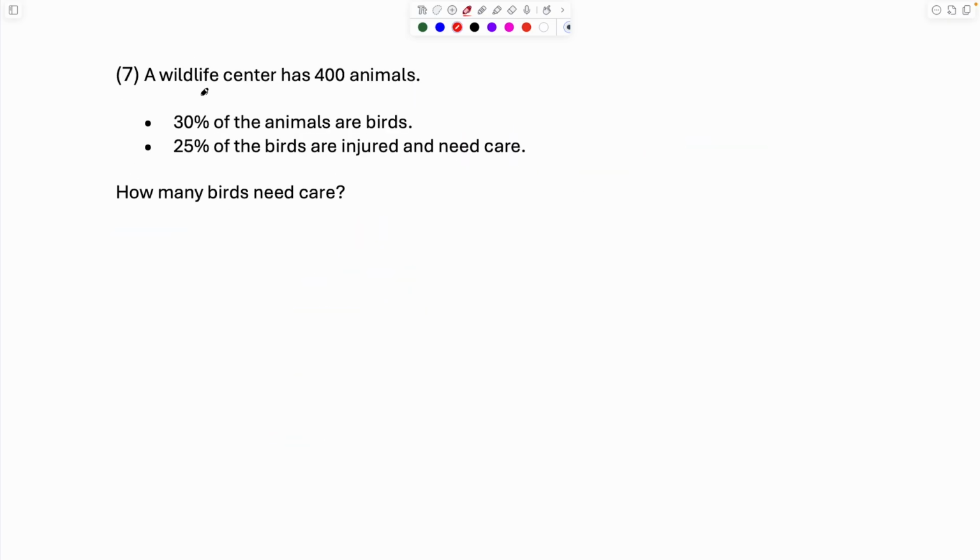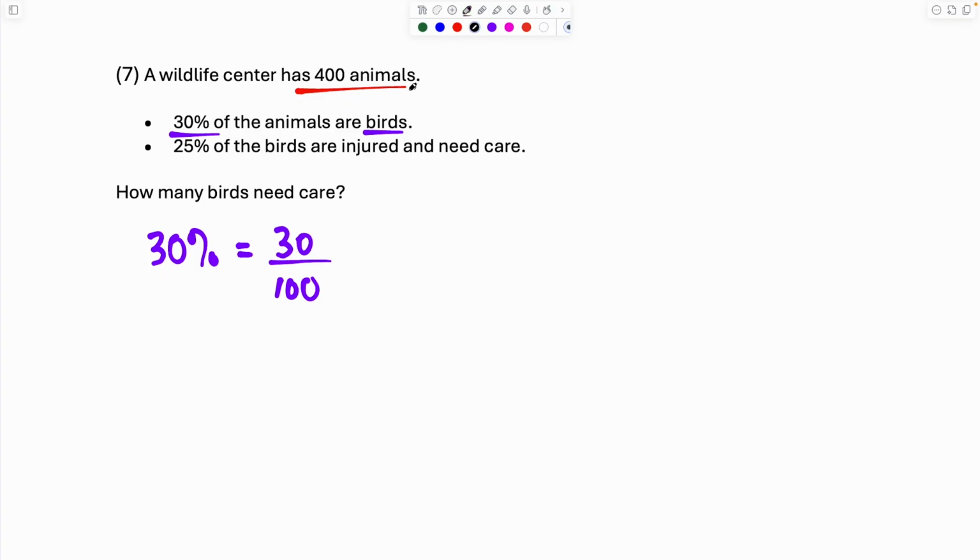Question 7, a wildlife center has 400 animals. 30% of the animals are birds, and 25% of the birds are injured and need care. How many birds need care? So for this one, let's start out with the total. We have 400 animals, and 30% of the animals are birds. So for this, we're going to start by taking 30% of 400. So first, let's say 30% is the same thing as 30 out of 100. And for this one, maybe I just leave this in fraction form to start.